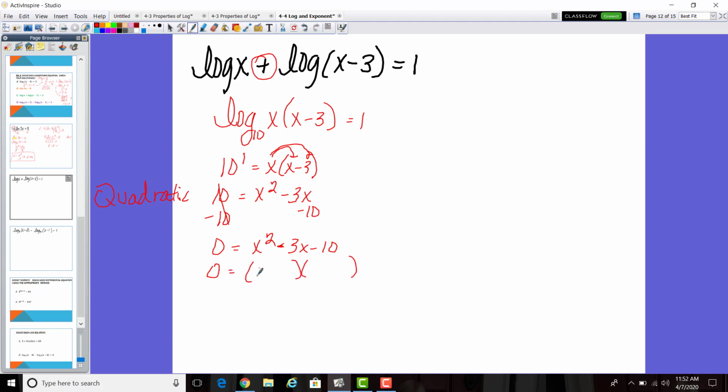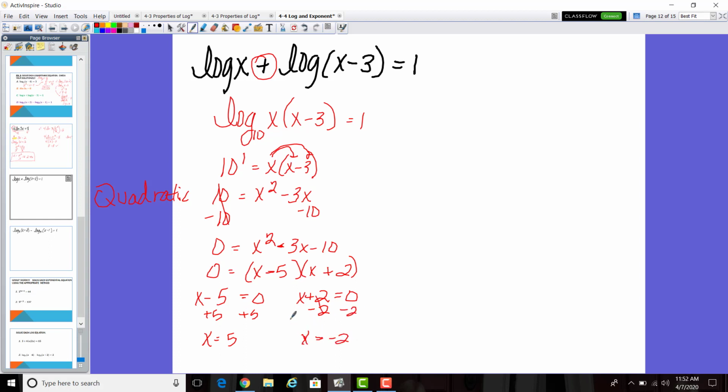I'm going to factor this because it's a pretty simple factorable problem. So x squared will split up into x and x. And are there 2 numbers that will multiply to give us negative 10 but add to give us negative 3? Yes, it is negative 5 and positive 2. That will then allow me to find possible solutions for x by setting my factors equal to 0. And then I can add 5 here, so x could be 5, or x could be negative 2.